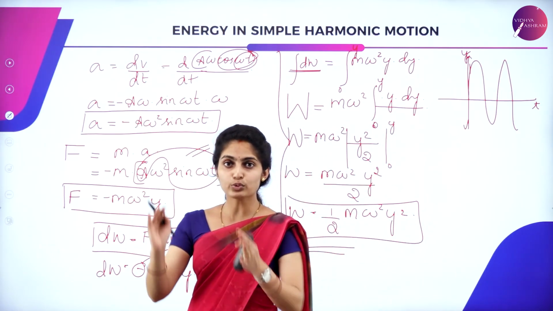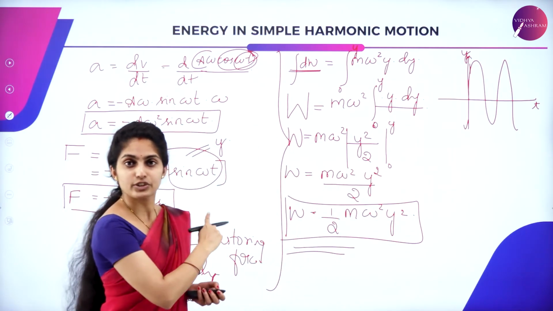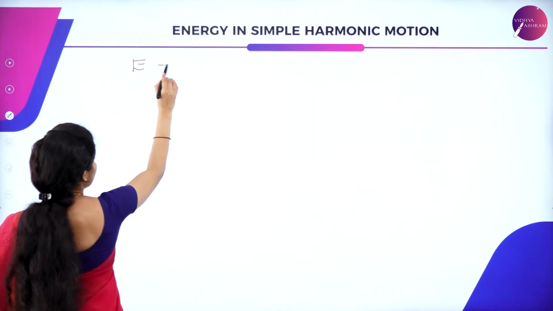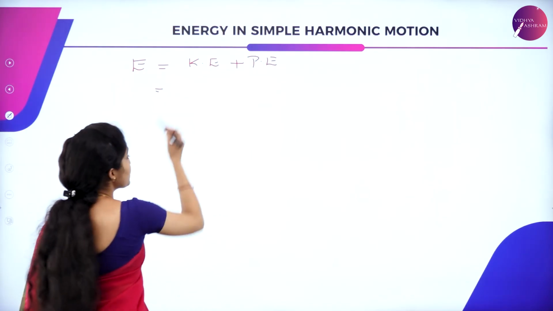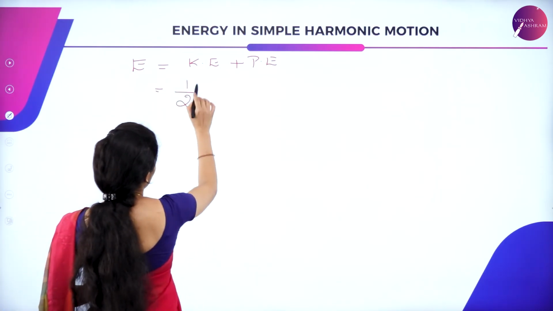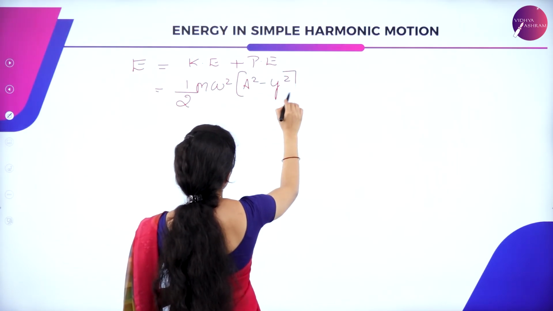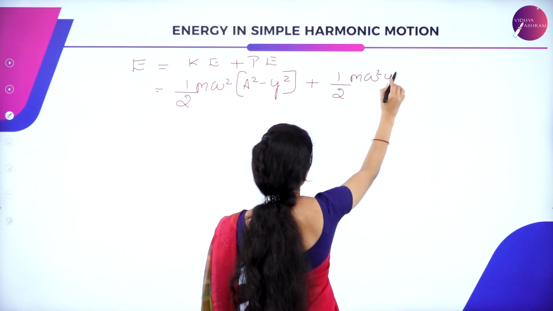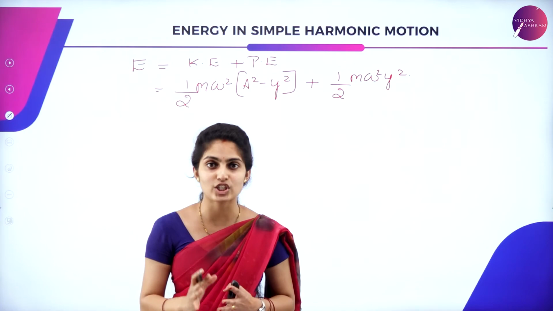That means you have to sum up kinetic energy and potential energy. You have to fuse it together. So now let us do the fusing of kinetic and potential energy. We know that energy is equal to kinetic energy plus potential energy. So what is your kinetic energy? It is nothing but half m omega square (a square minus y square) plus half m omega square y square. So this is the equation of kinetic energy as well as potential energy.